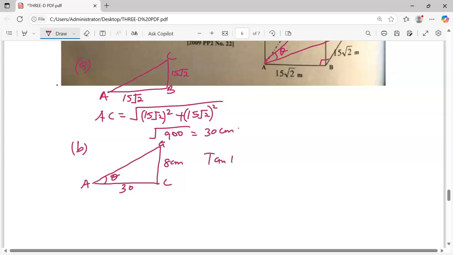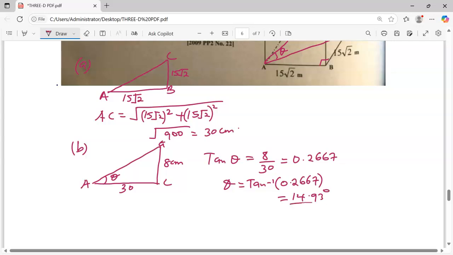Since, according to the angle, we have the opposite side and the adjacent, we are going to use the tangent of an angle. That is, tan of angle theta will be equal to opposite, which is 8, over adjacent, which is 30. And 8 over 30 will give us 0.2667. That means for us to get theta, we are going to have to get tan inverse of 0.2667. And this one is going to give us approximately 14.93 degrees.